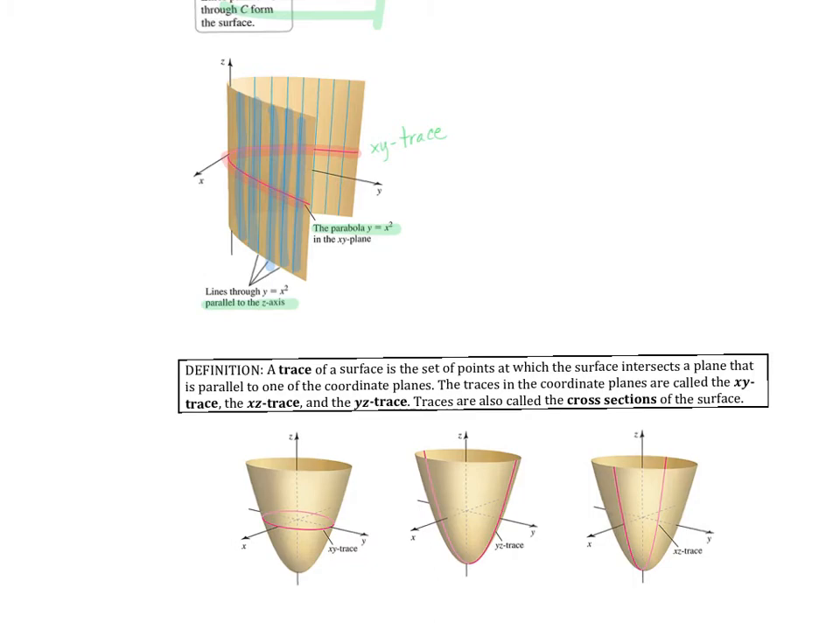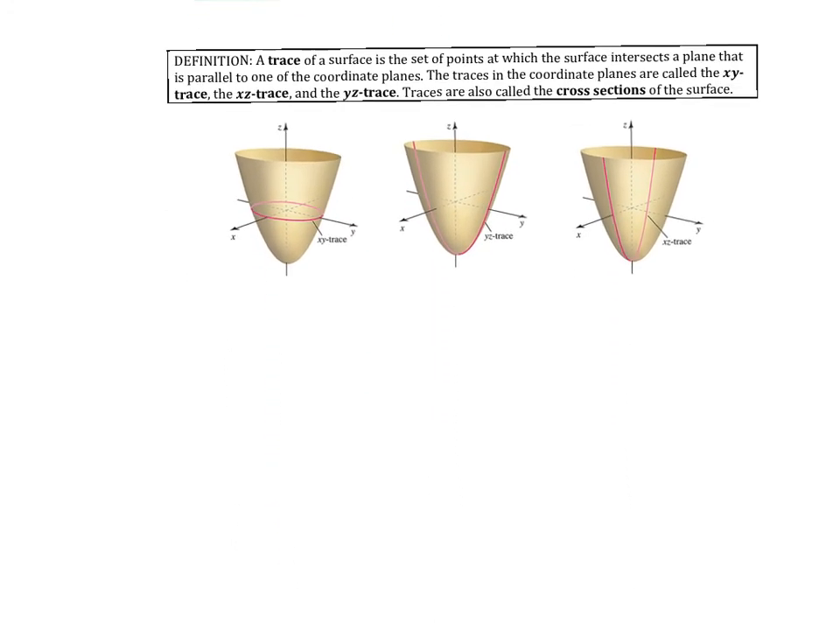Down below in this box, we define what a trace is. So a trace for any surface, and here we have a surface. Notice that the surface that I have below, that's actually not a cylinder. So a trace is just a set of points. It's going to be a curve where the surface intersects a plane that is parallel to one of the coordinate planes.